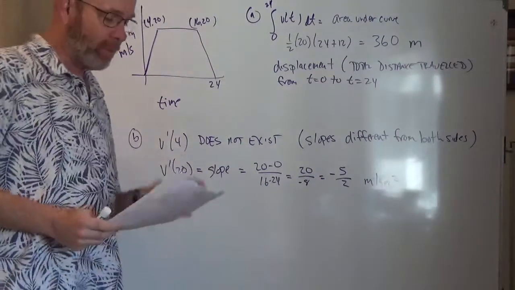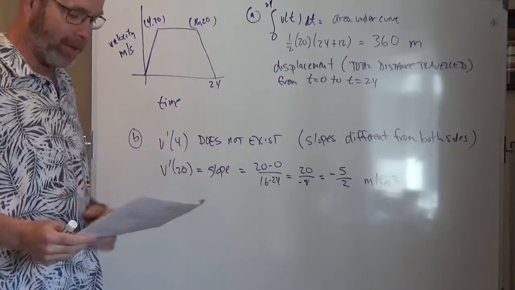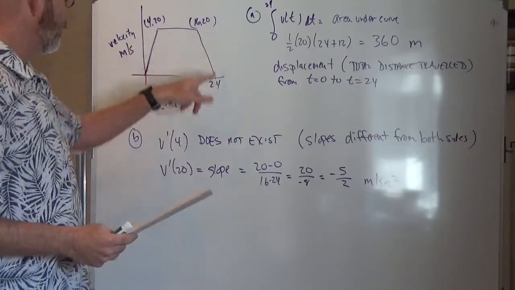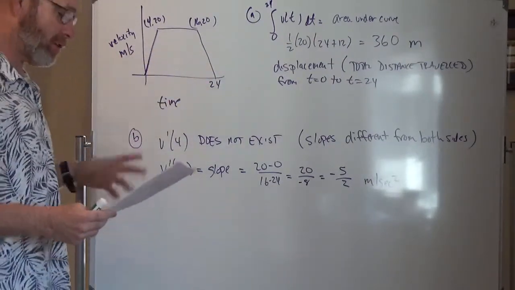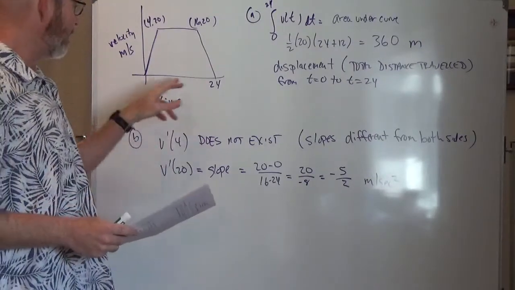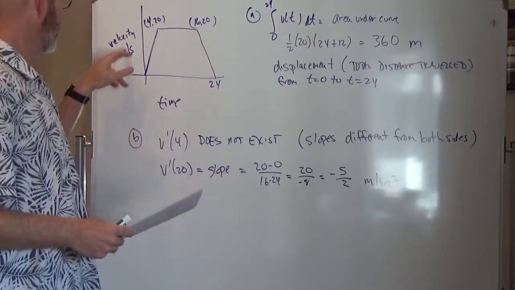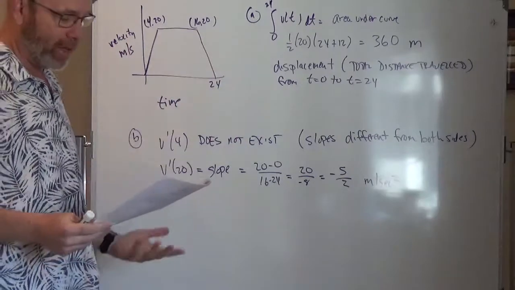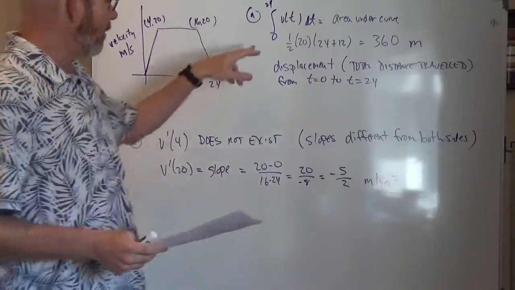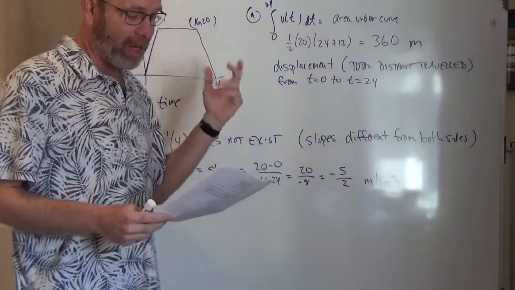All right, second problem on the April 2nd homework. We have this little picture graph of a car traveling. This is the time in seconds, and this is the velocity. So this is the velocity graph again. First question was to find the integral from 0 to 24 of the velocity.